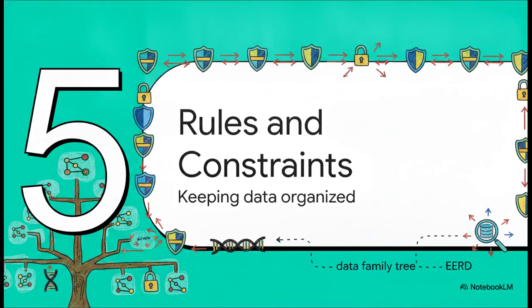Okay, so we've built the tree, we've passed down the data genetics, but let's be real. Every functional family needs some strict ground rules to keep things from falling apart. Our data family tree is no different. Let's tackle our final topic, Section 5, ERD rules and constraints.